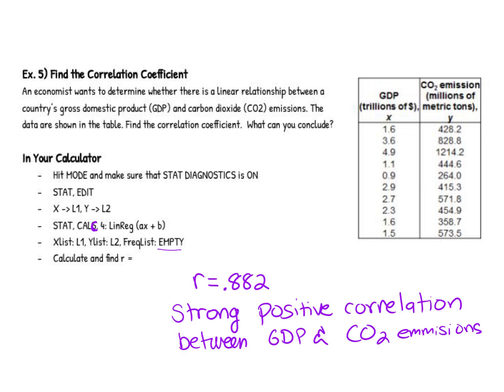Okay, hopefully you got a chance to try those. Your R value should be R equals 0.882. We don't want to cut it off with too few decimal places, so 3 decimal places is a good place to go for our R values. So that would give us a strong positive correlation between GDP and CO2 emissions.